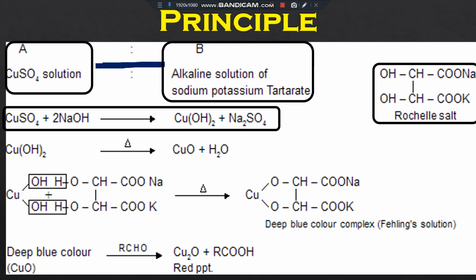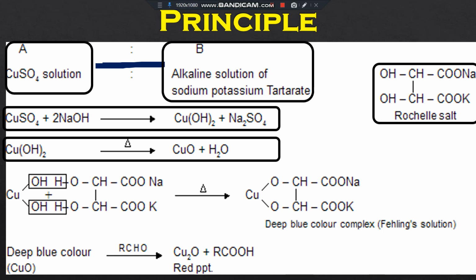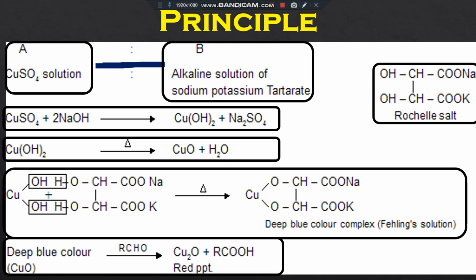So this is copper +2 to +2 only. No oxidation number has changed. This Cu(OH)2, when heated, will be converted into CuO. Again, no oxidation number is going to be changed. Same oxidation number, +2 to +2 only. Now this CuO, which is blue in color, combines with carbohydrate, that is aldehyde, and is converted to Cu2O. The color of this Cu2O is a red precipitate, it means brick red, and the carbohydrate is converted to acid.